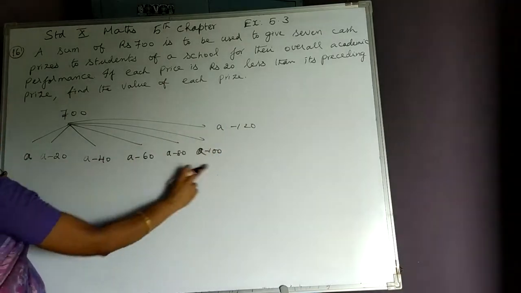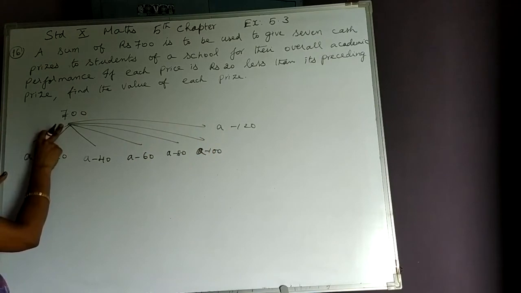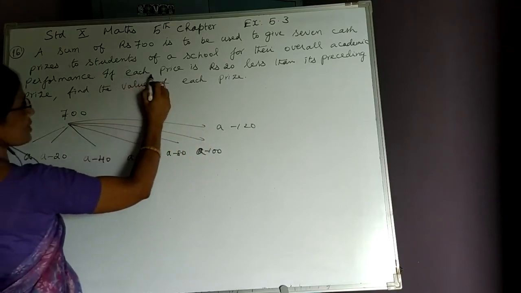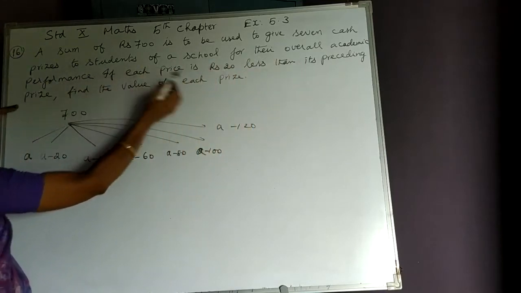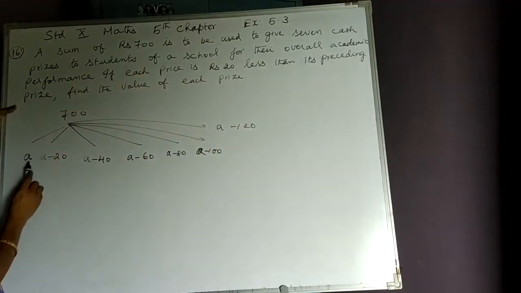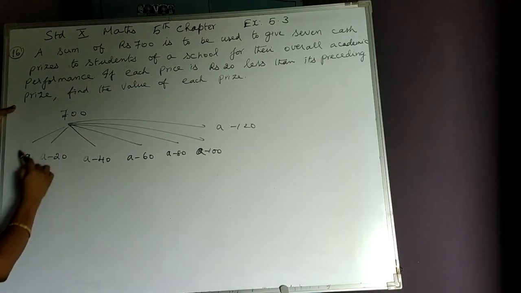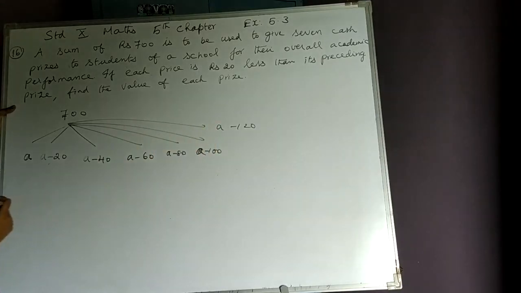If we add all the 7, how much will we get? We'll get 700. Right? So this 700 is shared between 7 students. The condition given is each prize is 20 less than its preceding prize. Preceding means the previous prize. The first student is getting A, the second student is getting 20 less than the first candidate, and the third is getting still 20 less than the second student. Like that the prizes are divided.